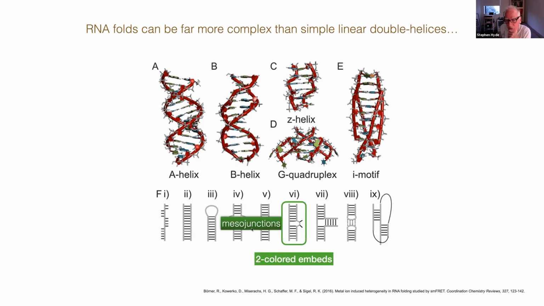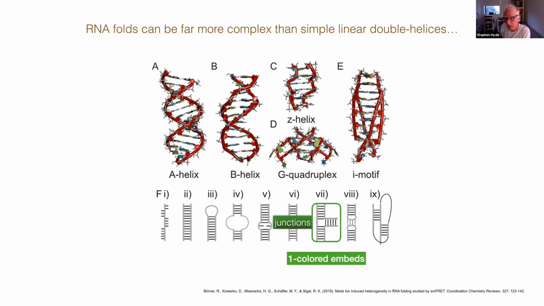We can have what they call mesojunctions, where now we've got three duplexes coming into this junction, and two of them are the same orientation, but this one has been flipped. And that is actually a two-coloured embedding. So when we have a two-coloured embedding, we have mesojunctions. When we have a one-coloured embedding, we have so-called conventional junctions, which are more common in biology and easier to make and so on.